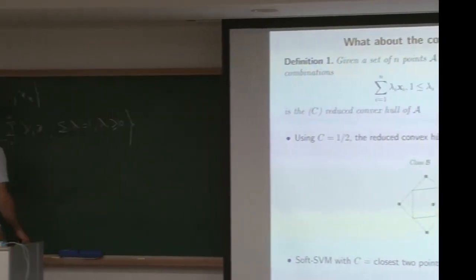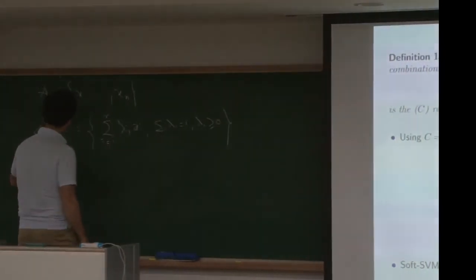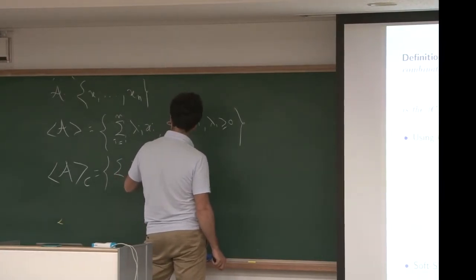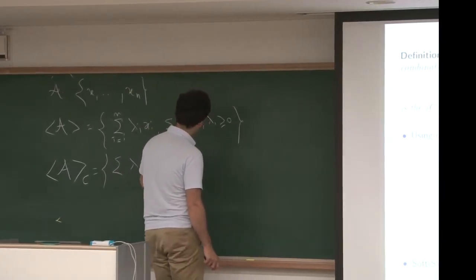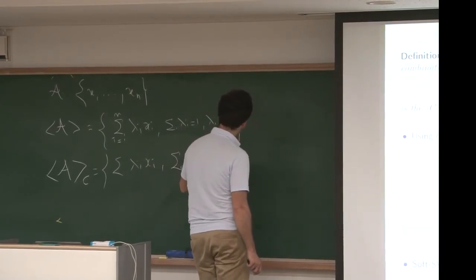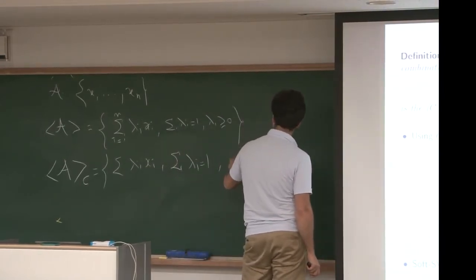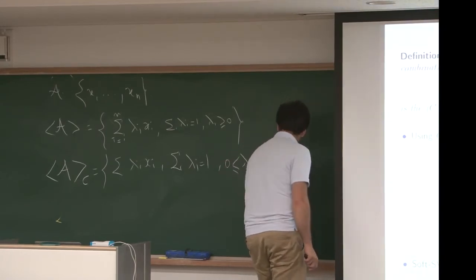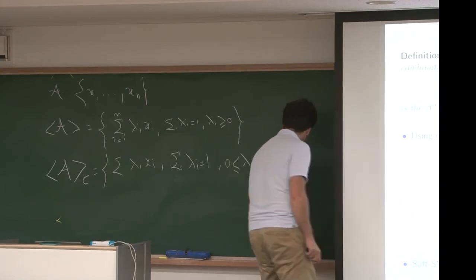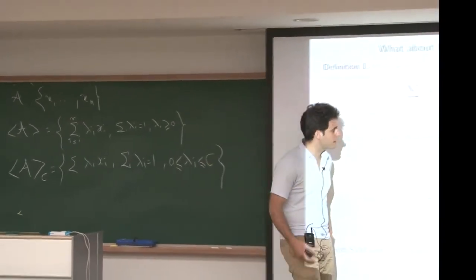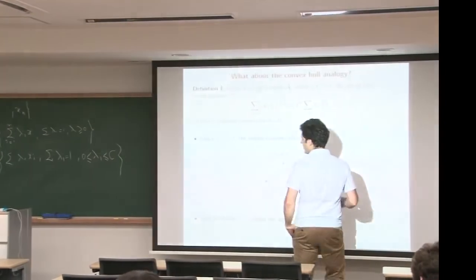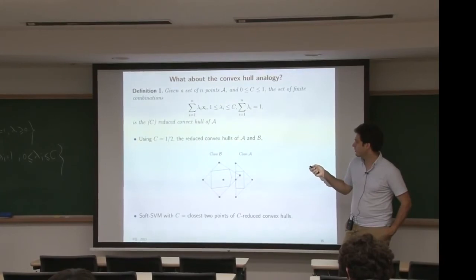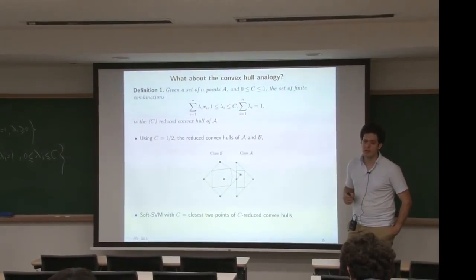So if I call this the reduced convex hull with respect to C of A, it is the sum of lambda i xi, where the sum of lambda i is equal to 1, but now I want lambda i non-negative, but smaller than C. So it's the same set of convex combinations, except now I'm putting an upper bound on each coefficient lambda i.